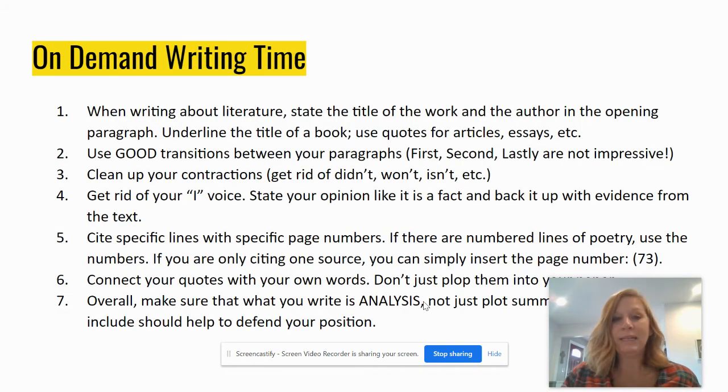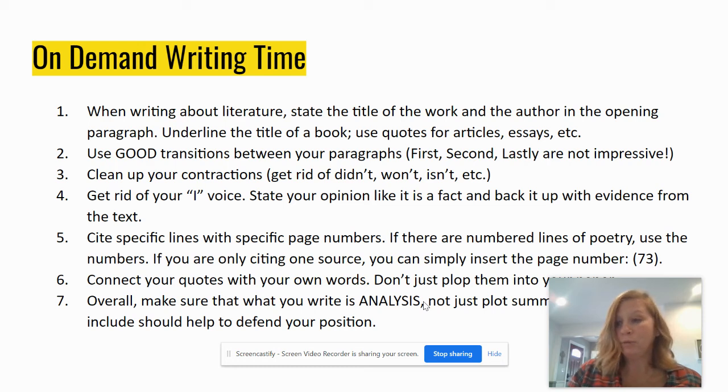For the on-demand writing time, if you're writing about literature, state the title of the work and the author in the opening paragraph. The full title and the full author's name. If you reference the author's name in further times throughout the paper, you can use just the last name, never just the first name. But the first time you mention the author's name, you need to put the entire name in there. All right, you underline the title of the book, you use quotation marks for articles and essays.